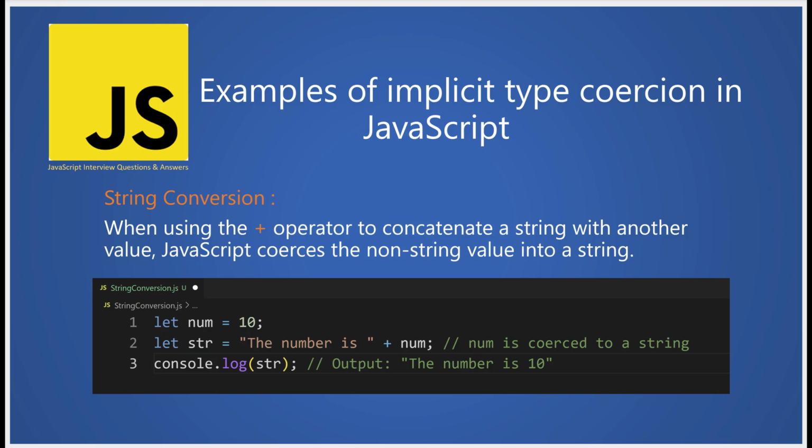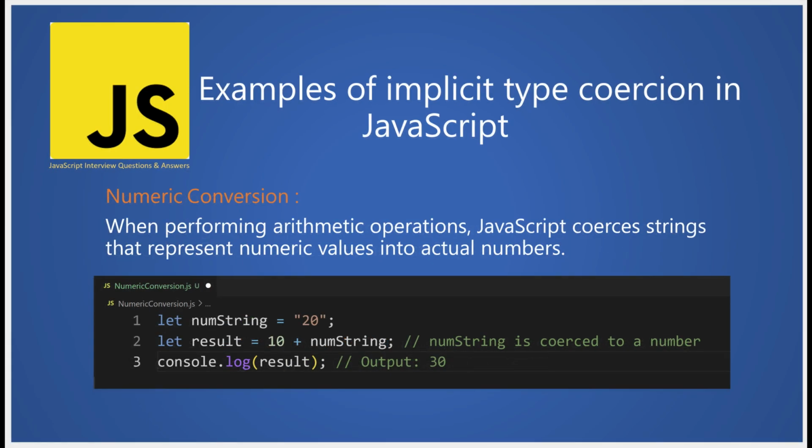But JavaScript doesn't just limit its coercion skills to strings, it can handle numbers as well. Suppose you have a string "20" and you decide to subtract 10 from it. JavaScript will convert the string into a number and perform the operation. So the result of 20 minus 10 will be 10.